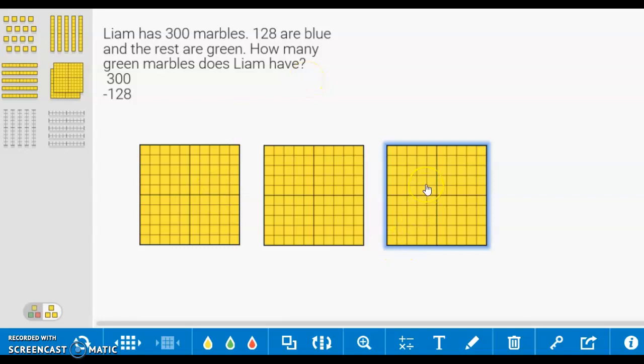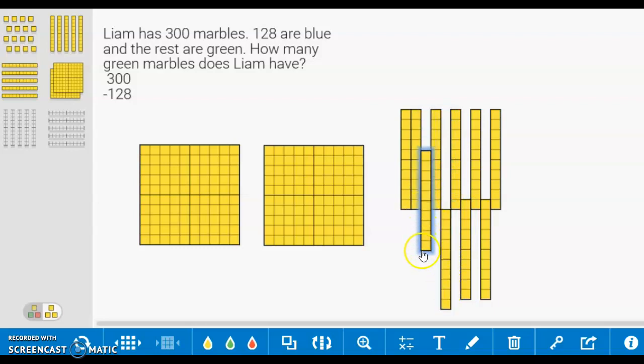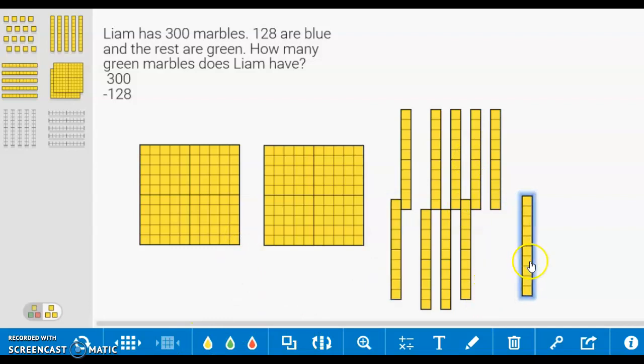So what we do is we come over here to the 100, and we're going to decompose it into 10 tens. And when we have decomposed it into 10 tens, we'll come over here and decompose the 10 into 10 ones, since we look around and there's still no ones that we can take from. So we're going to come over here and take out this.